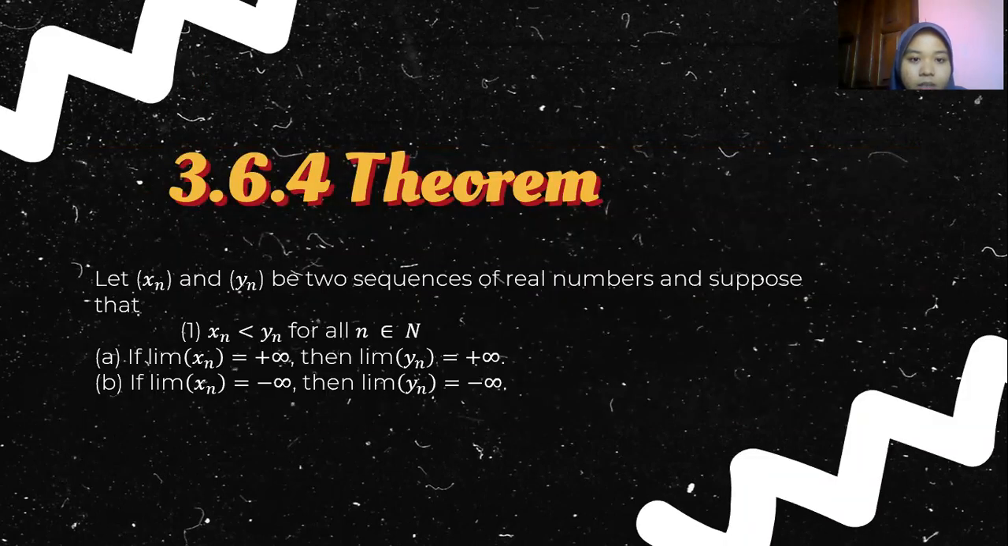And then for the theorem 3.6.4, let x_n and y_n be two sequences of real numbers and suppose that (1) x_n < y_n for all n ∈ ℕ. Point A: if lim x_n = +∞, then lim y_n = +∞. Point B: if lim x_n = −∞, then lim y_n also equals −∞.